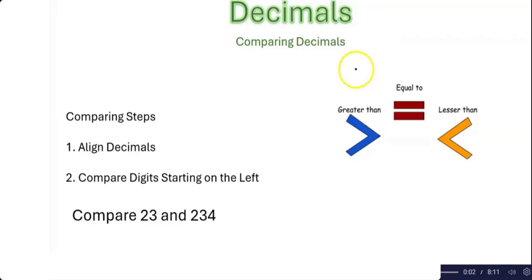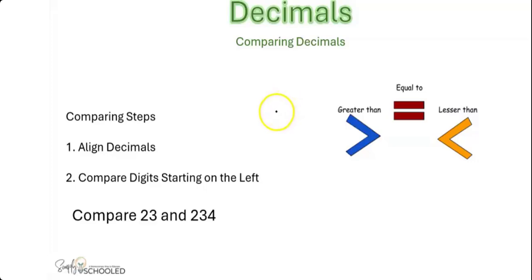Comparing decimals. Again, decimals are numbers, just like whole numbers. They just represent less than whole numbers. So any number, whether it's a fraction, a decimal, or a whole number, remember, you can do the same thing to all of them. In other words, you can add, subtract, multiply, and divide them, and you can compare them. So here are the steps.